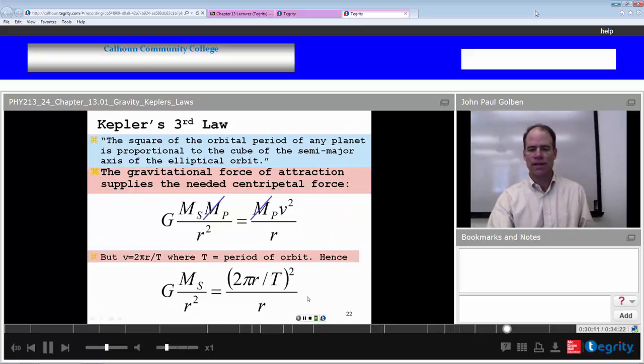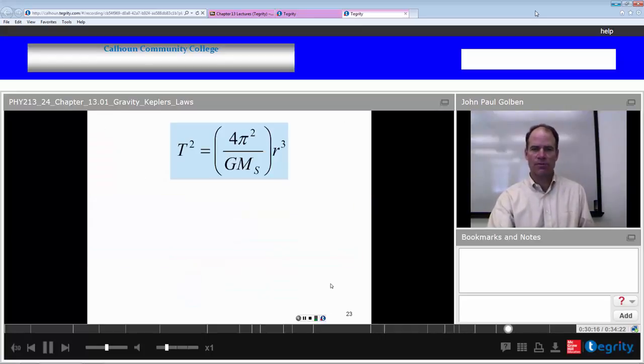Putting that into this equation, and with a little bit of algebra, we can rearrange this, and we get that the period of time for a planet going around the sun squared is equal to 4 pi squared over G times the mass of the sun times the radius of the planet's orbit cubed. What's in the parentheses here, 4 pi squared over G times the mass of the sun, is a constant. So the period of the planet squared is proportional to the radius of the orbit cubed.